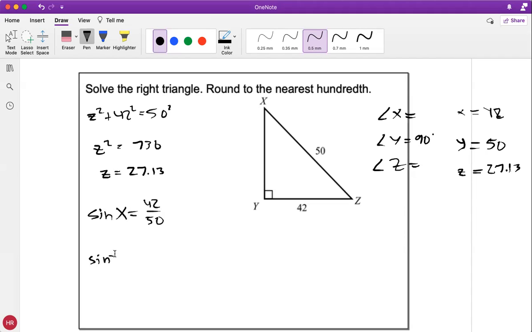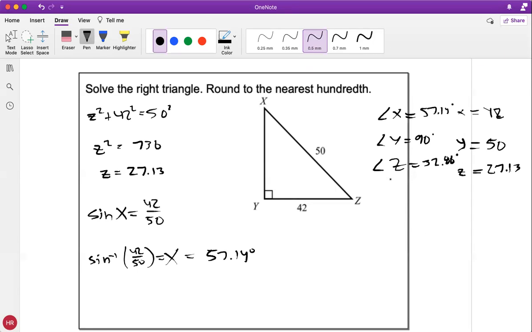Which means the inverse sine of 42 over 50 is equal to X. And the inverse sine of 42 over 50 is 57.14. And that goes right here, 57.14 degrees. Then I do 180 minus 90 minus that last answer I got, and I get 32.86 for Z.